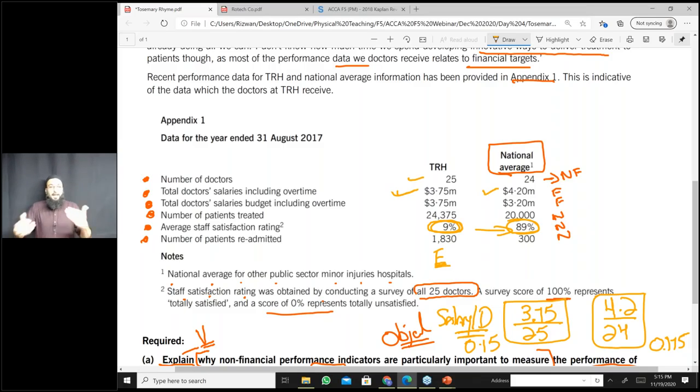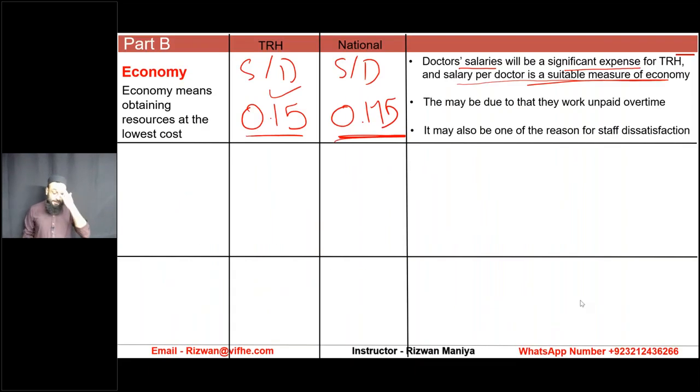So link, everything has to be linked with a scenario. You can't write on your own. This is the beauty of performance measurement. This is the beauty of financial, non-financial, where you have to link everything with the scenario. Getting the point, my friends? Okay. So in case of economy, we have performed better than the national because our cost is low. Great. Clear? Now let me tell you the marking scheme.